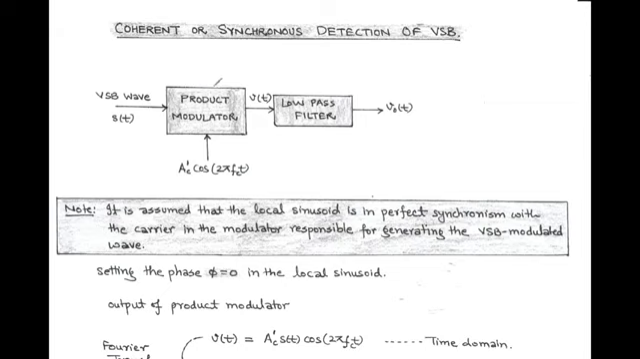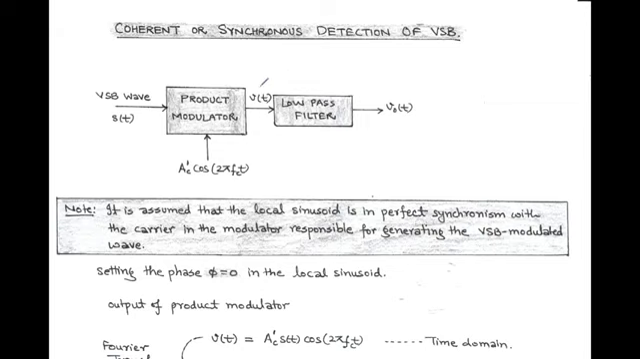It is assumed that the local sinusoidal carrier is in perfect synchronism with the carrier in the modulator that is responsible for the generation of VSB wave, hence called synchronous or coherent detection. The input of the product modulator is the VSB wave and the output is simply the product of the VSB wave and the locally generated carrier, and the output is v(t).